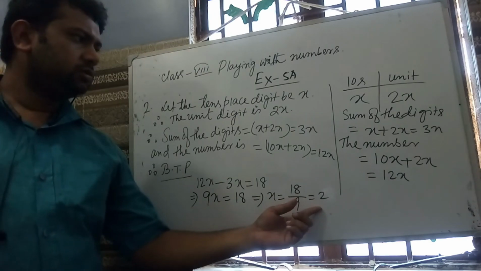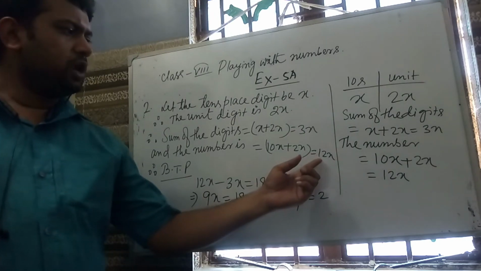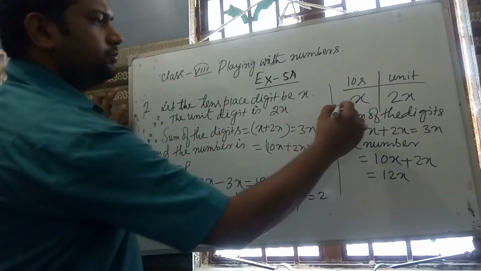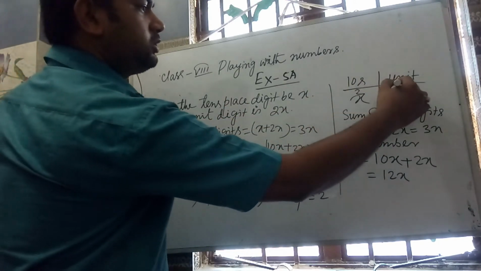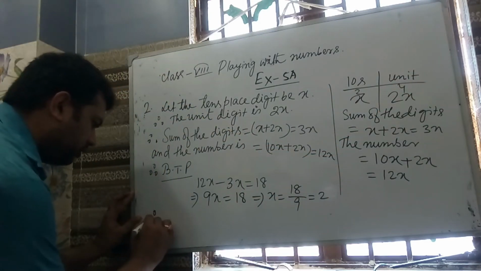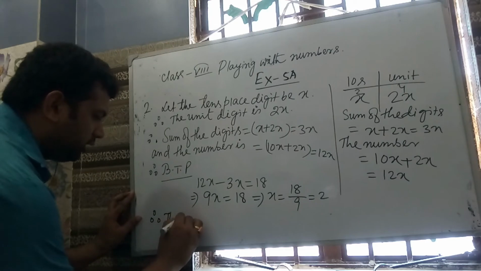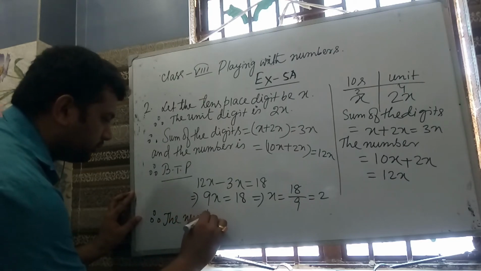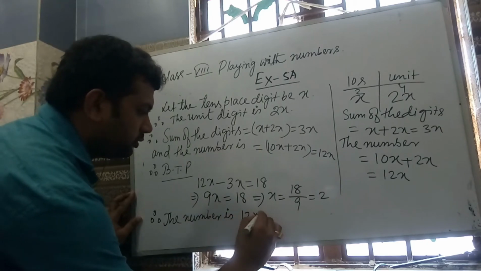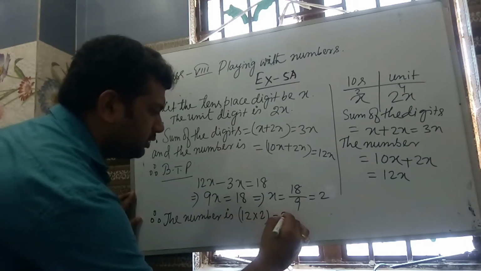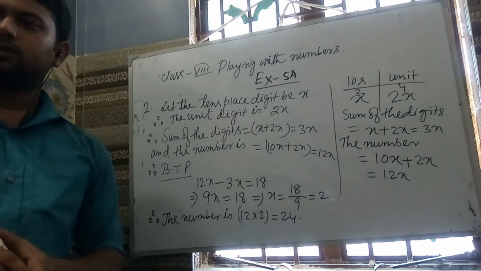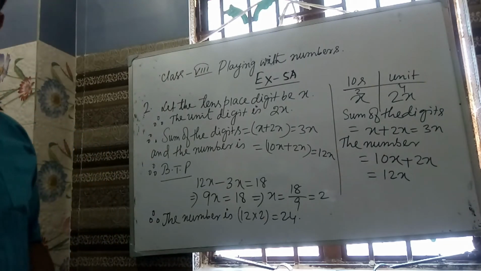X is 2. So the number will be 12 into 2, 24, or 2 and 2x means 2 twos are 4, 24. So write down, therefore the number is 12 into 2, that is 24. If you have any doubt, you can ask me.